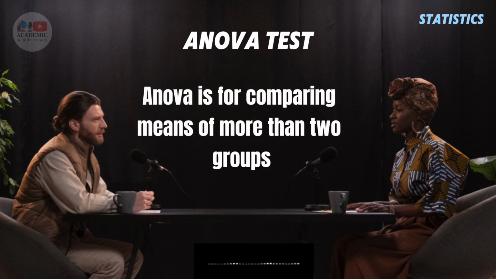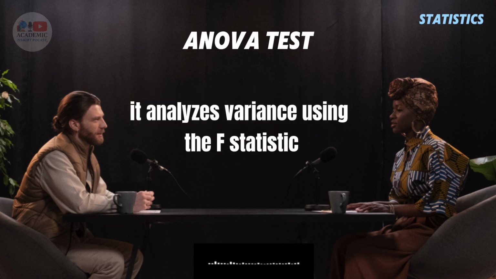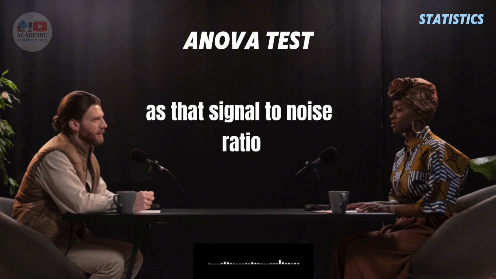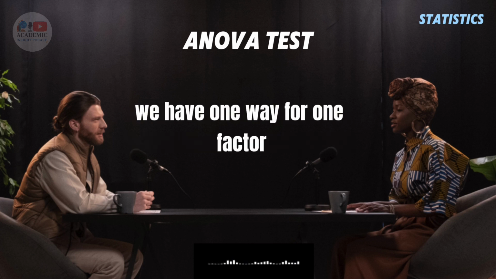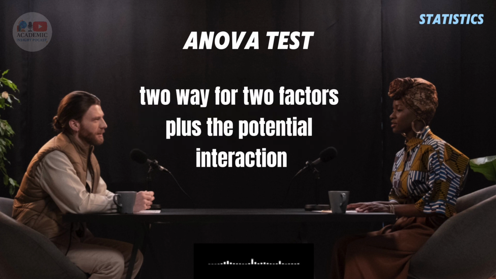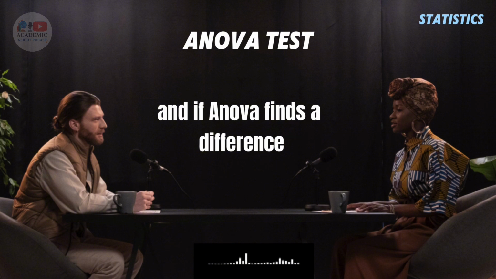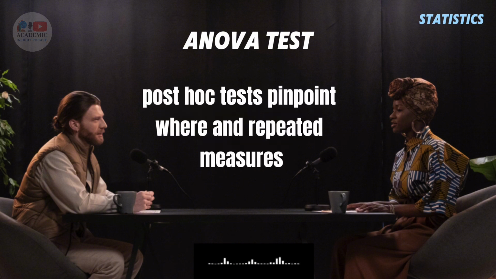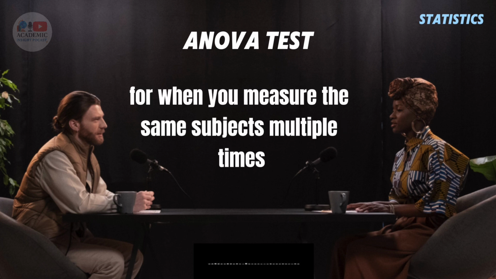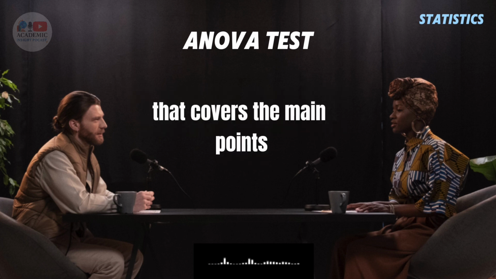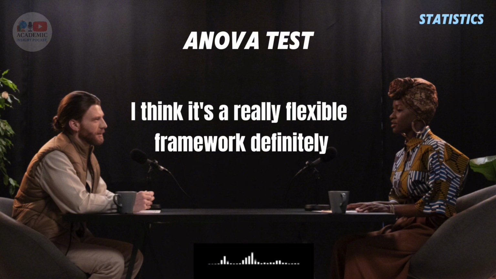Key takeaways. ANOVA is for comparing means of more than 2 groups. It analyzes variance using the F statistic as that signal-to-noise ratio. Yep, partitioning variability into between and within groups. We have one-way for one factor, two-way for 2 factors, plus their potential interaction. And if ANOVA finds a difference, post hoc tests pinpoint where. And repeated measures ANOVA is the special tool for when you measure the same subjects multiple times. That covers the main points, I think. It's a really flexible framework.